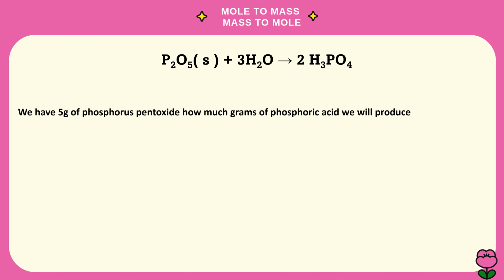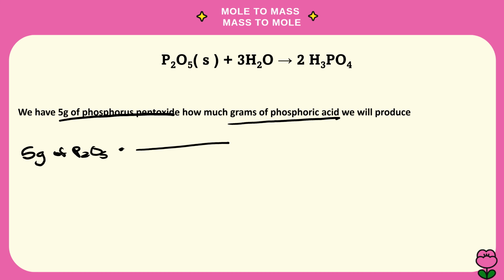What we're first going to do is write the information that they gave us, which is 5 grams of phosphorus pentoxide. What we want to know is how many grams of phosphoric acid we will produce. So we want to get rid of the grams of phosphorus pentoxide and be left with grams of phosphoric acid.